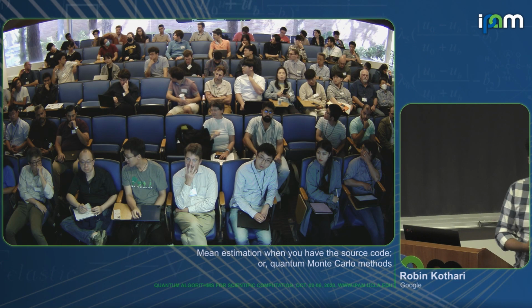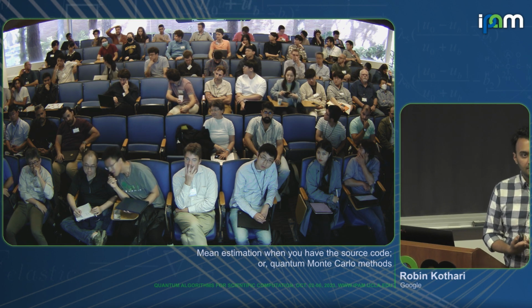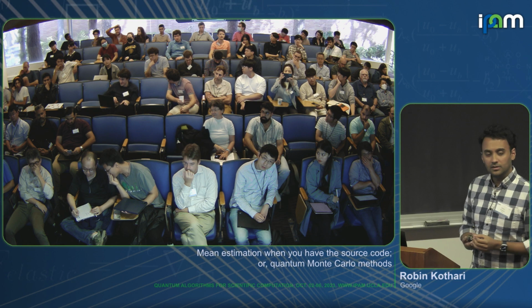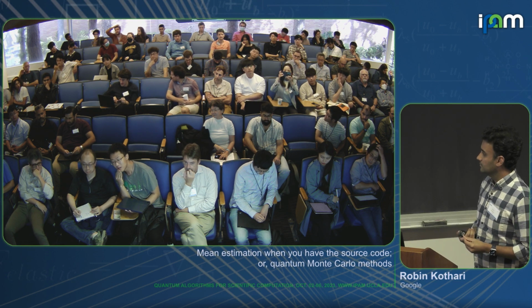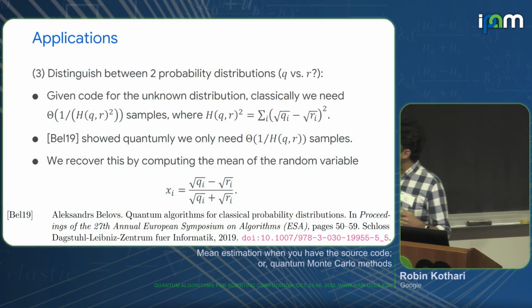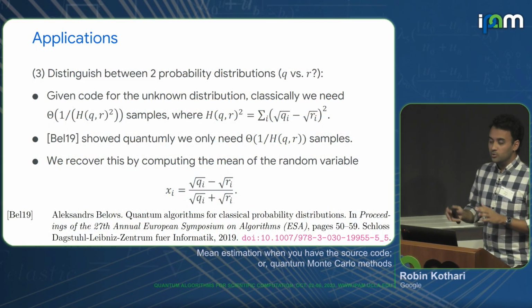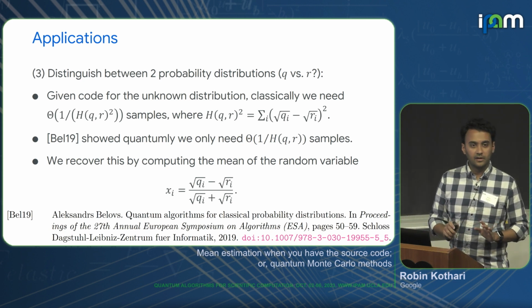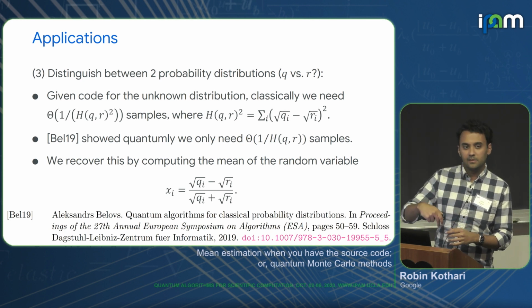What is the access model you have? It seems like you're having to access some unitaries that involve both Q and R. Oh, okay. So let's go back to just the classical setting. In the classical question, you knew what Q and R were explicitly. They were written down on a piece of paper, so you can compute arbitrary functions of Q and R. It's just somebody gives you a black box that's either sampling from Q or R.